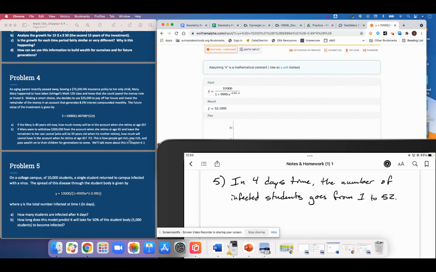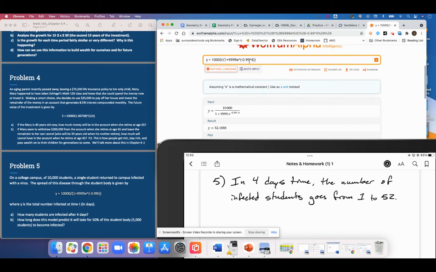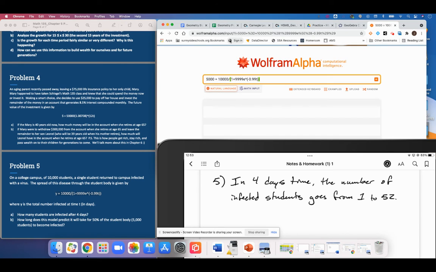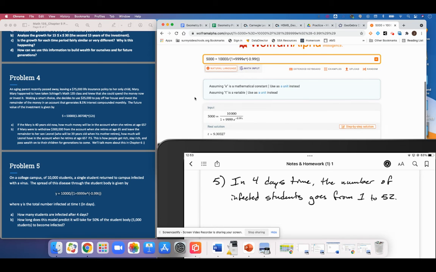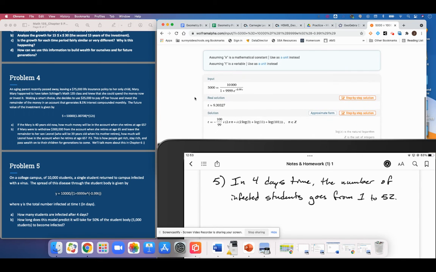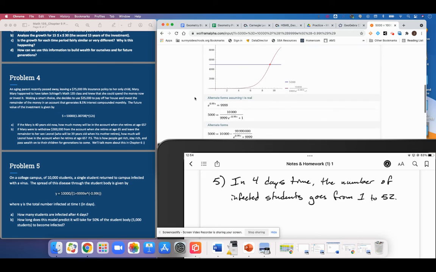Okay, and then we are asked how long will it take for all 5,000 students to be infected. Well, half of the student body, so 5,000 students. We need to put the t back in there. And for our y, we need 5,000. So we get, it will take 9.3 days.